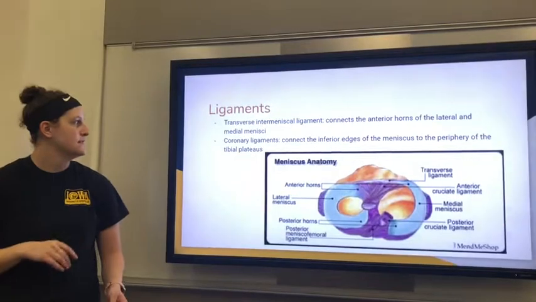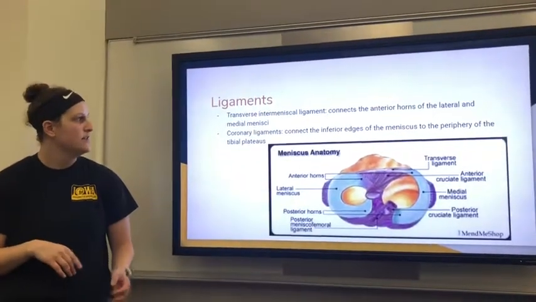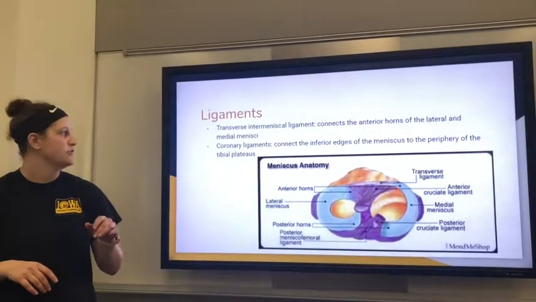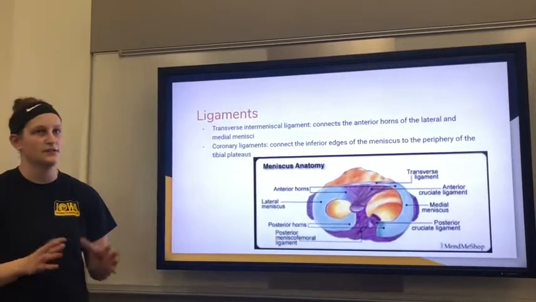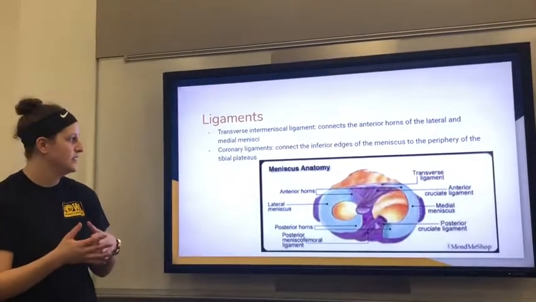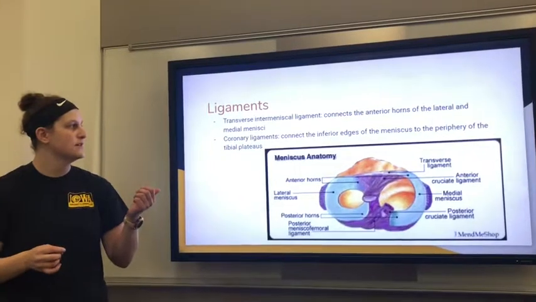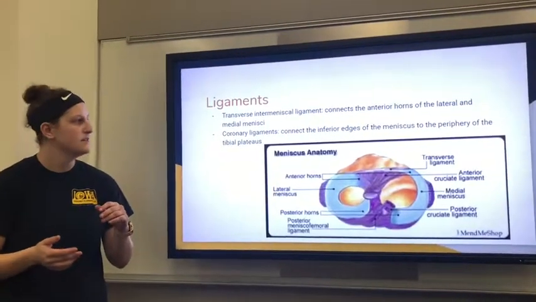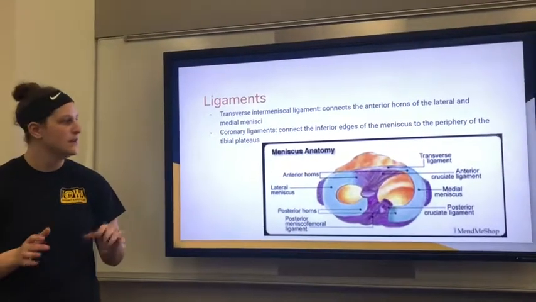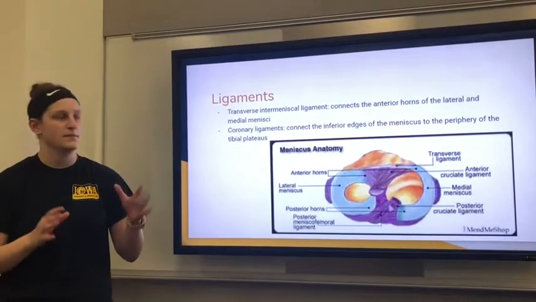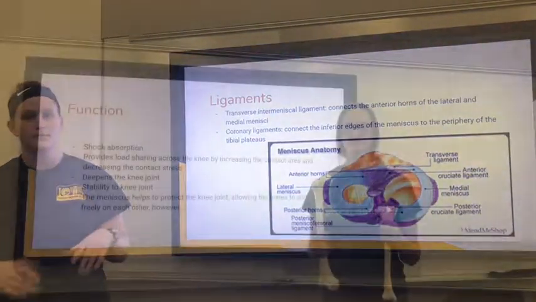Right, so there are two main ligaments that attach to the menisci. The first one is the transverse intermeniscal ligament, and that one connects the anterior horns of the lateral and the medial menisci, so it stabilizes the two and holds them together. The coronary ligaments connect the inferior edges of the meniscus to the periphery of the tibial plateaus, so those stabilize the menisci again and hold them into the tibia.